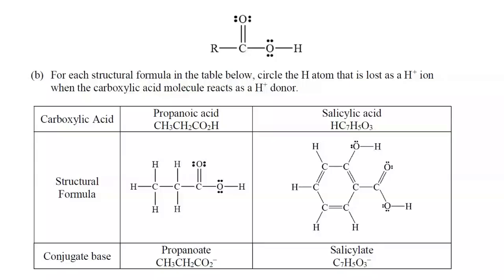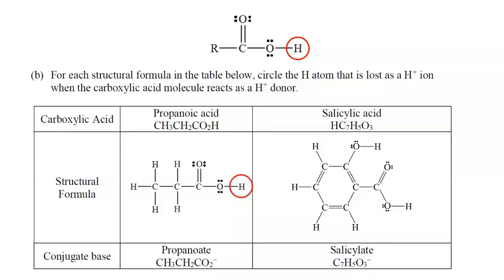It's that H on the far right side of this generic structure. That is the acidic hydrogen atom. So that is the hydrogen atom that is lost as an H+ ion when the carboxylic acid molecule reacts as a proton donor. So for propanoic acid, CH3CH2CO2H, it's that hydrogen on the far right side of that structural formula. That is the hydrogen atom that is lost as H+.